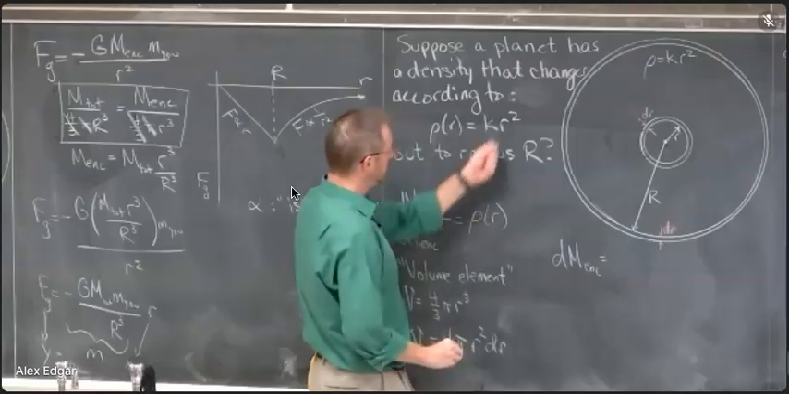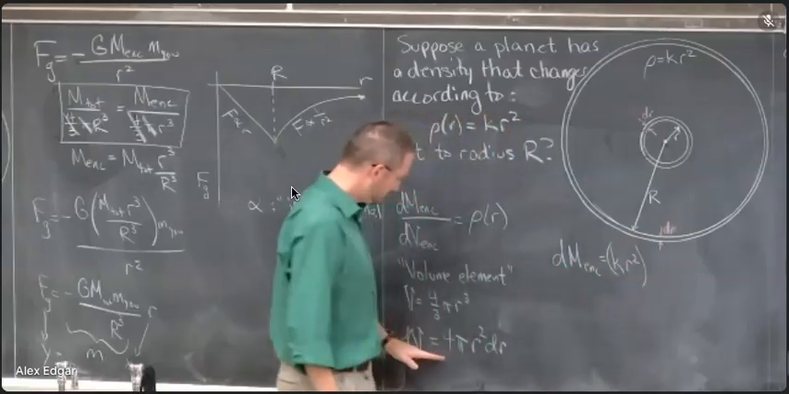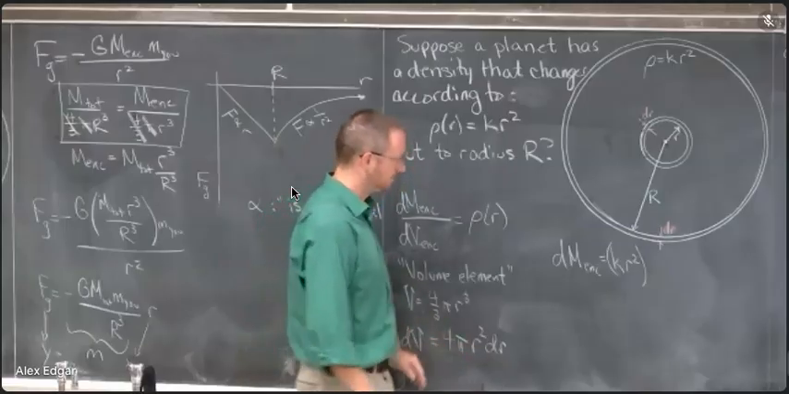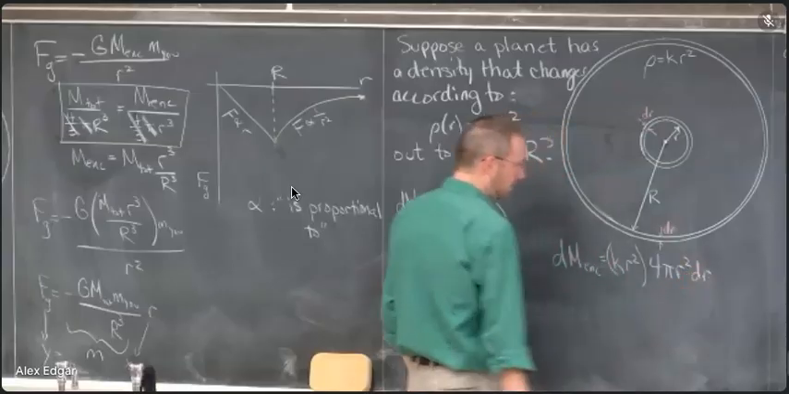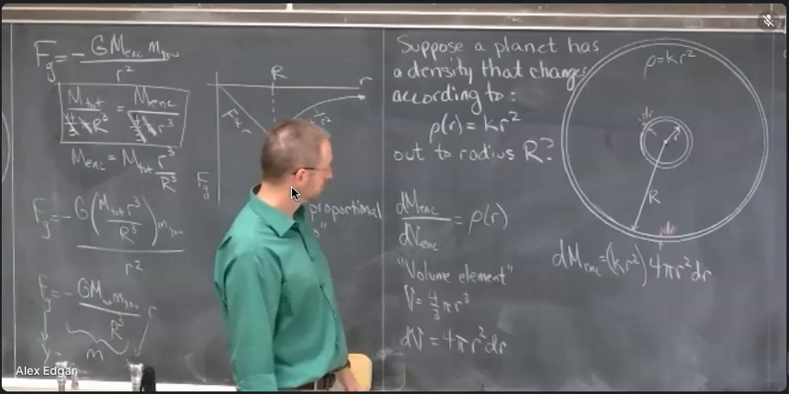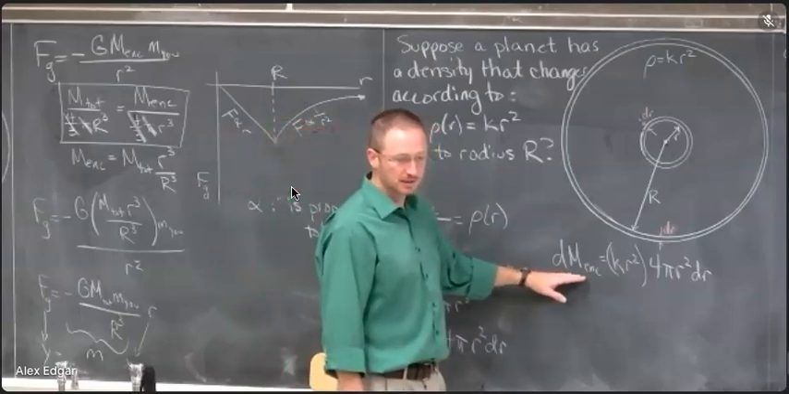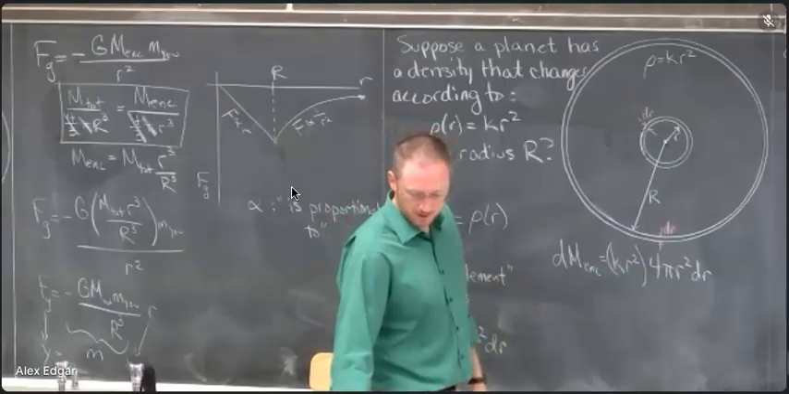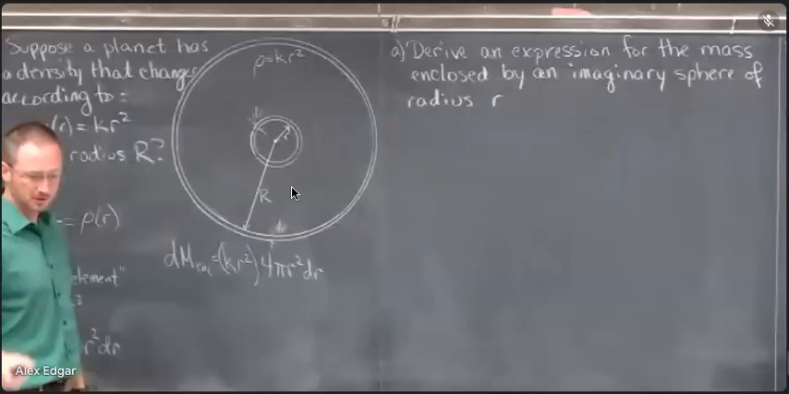It's going to be rho, which is kr squared. And now it's going to be this expression for the volume, 4 pi r squared dr. And now we can figure out how much mass is going to be included in there. We're going to do that on the next board because I have some calculus to do, and I want to make sure I have enough space.